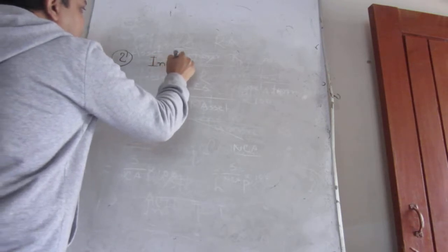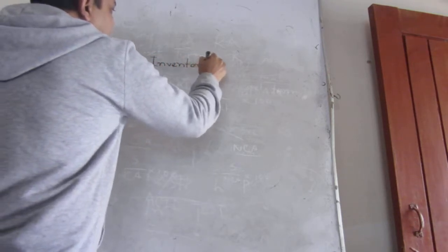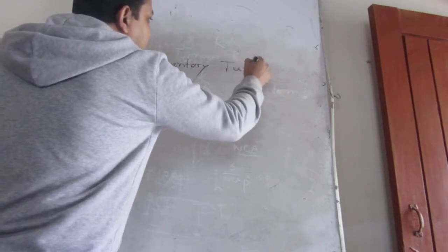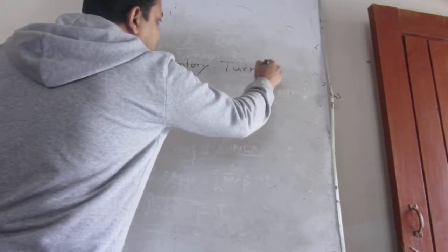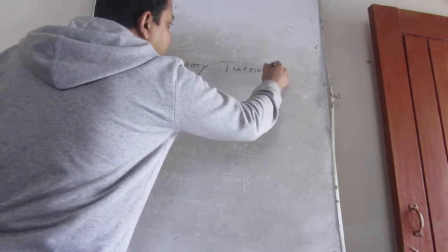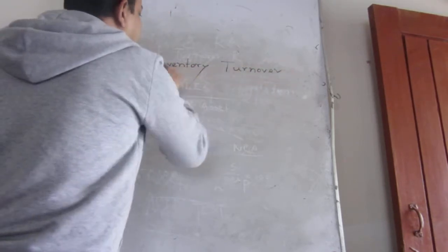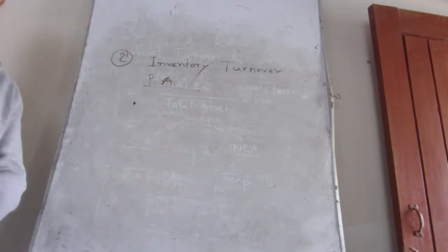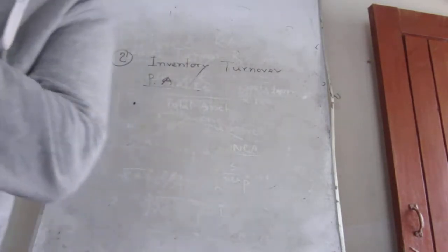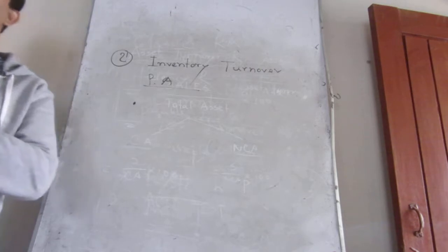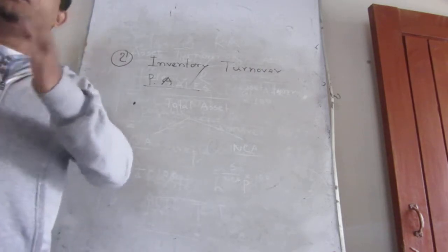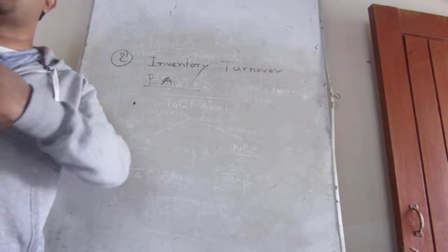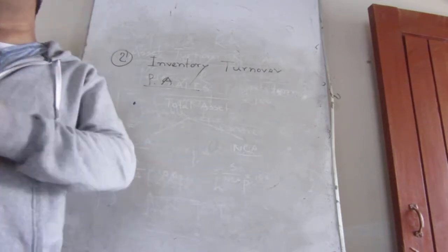Inventory turnover. We call this PA, per annum, right? Inventory turnover, or number of inventory turnover, represents within a PA, per annum, that means within an accounting period, how many times you processed your inventory.